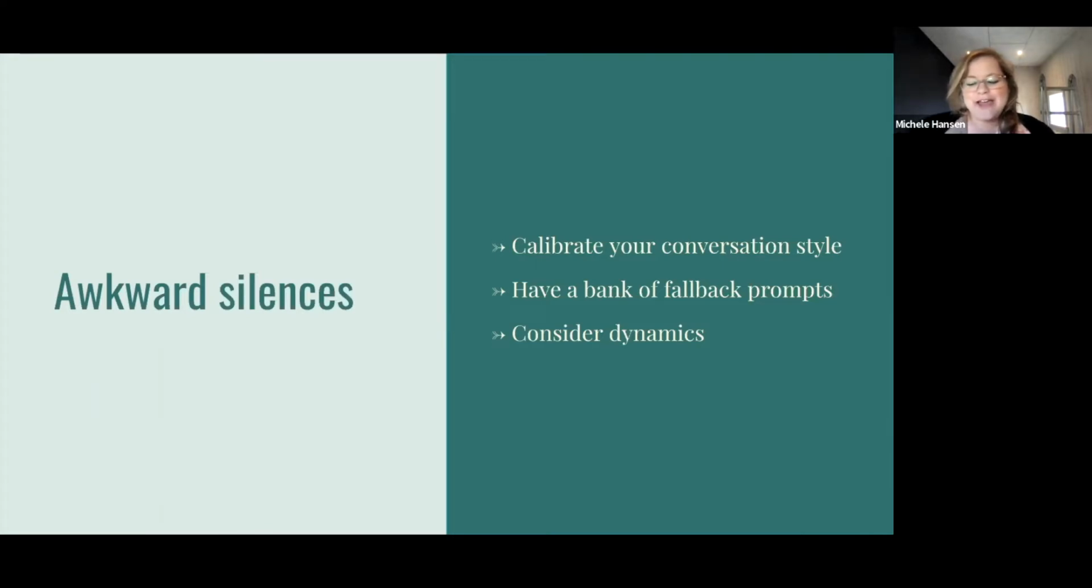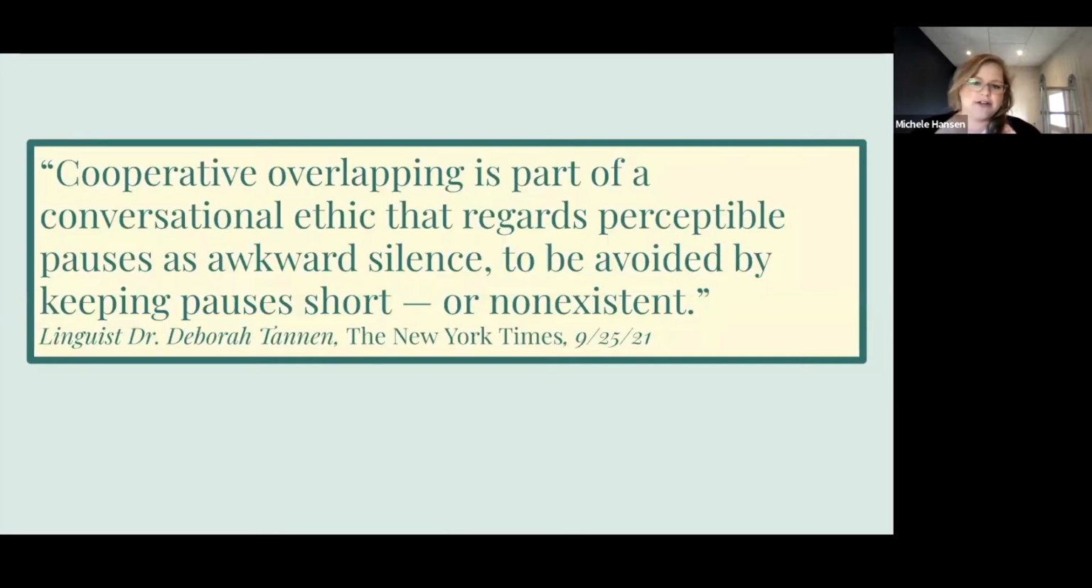And so for that, the first thing is it's really helpful to calibrate your conversation style first. The linguist, Dr. Deborah Tannen, has done a lot of research on different regional conversation styles. She has found that, for example, in order to show engagement and interest in what someone is saying, people from the Northeast, which is where I'm from, will tend to talk over one another and interrupt one another as a way to show that they're engaged. By contrast, somebody from California or East Asia will wait and pause until the other person is done speaking.